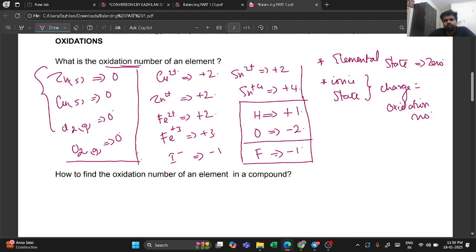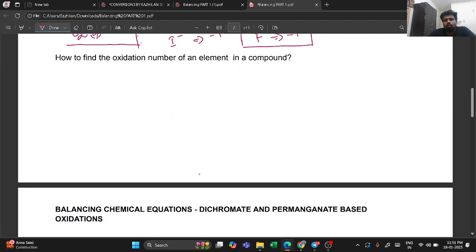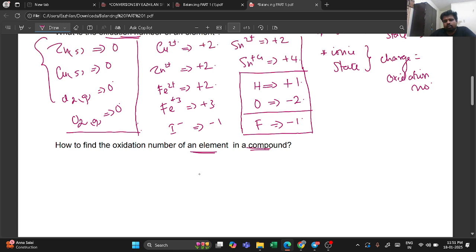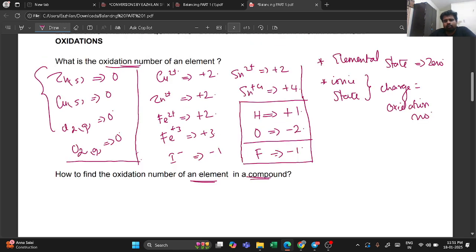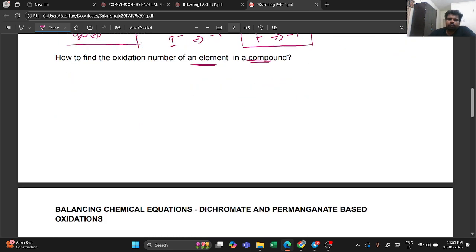The next one is how to find the oxidation number of an element in a compound. So far we have seen elements which are not forming any compounds, they are in ionic state or metallic state. What if it forms a compound? Mainly we'll discuss these two elements. For example, in Cr2O7 2 minus, what is the oxidation number of chromium? Let me teach you how to find it out. There are two chromiums here. Let us take the oxidation state of chromium to be X.